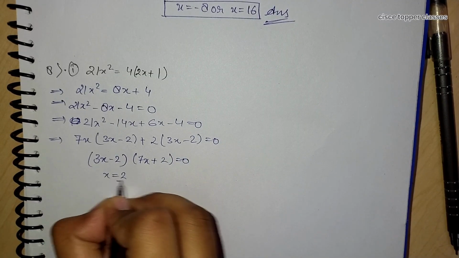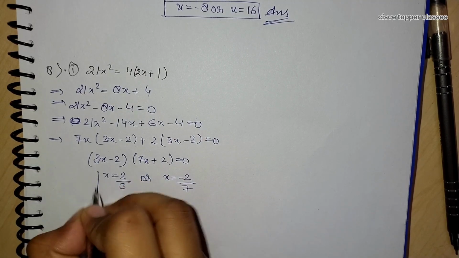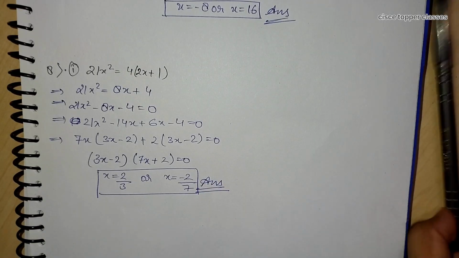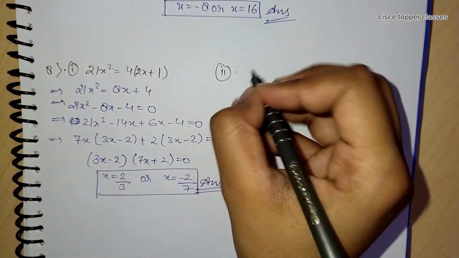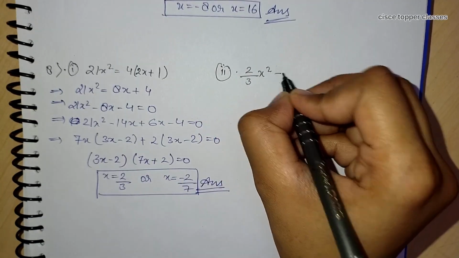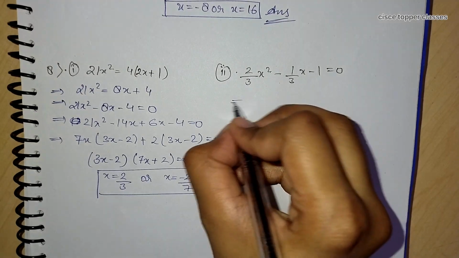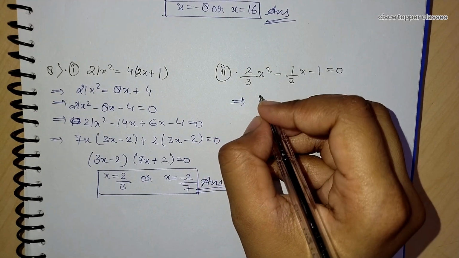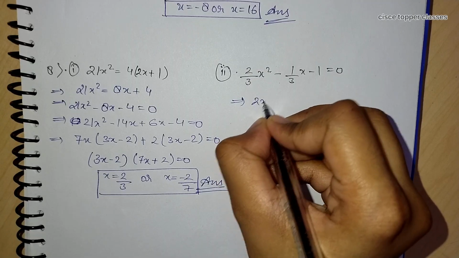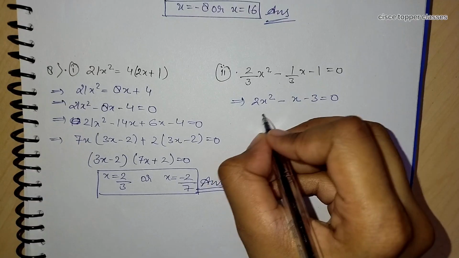So x is equal to 2 by 3 or x is equal to minus 2 by 7 is the final answer here in this question. So this is the answer. Now the second question here in 8th is 2 by 3 x square minus 1 by 3x minus 1 equal to 0. Firstly, we will convert the fraction into ax square plus bx plus c. So it will be 2x square minus x minus 3 equal to 0.